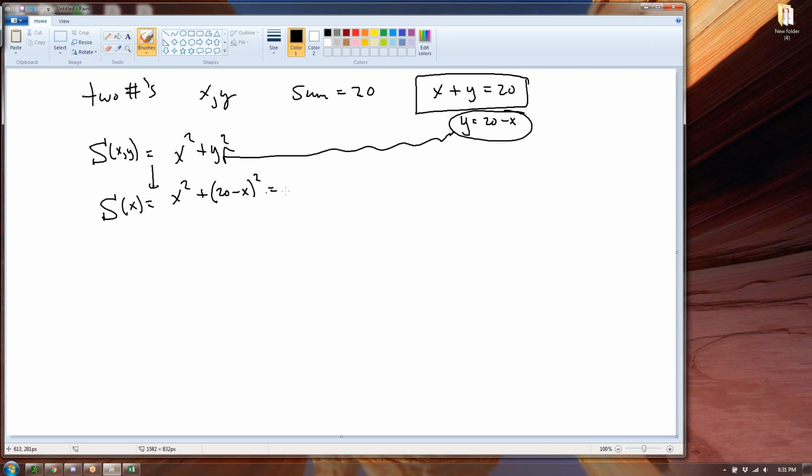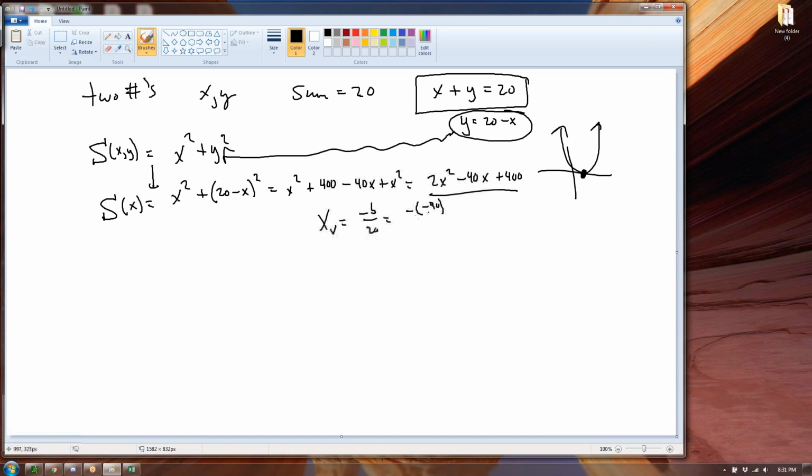And you could work through that. You could FOIL that out. It becomes x squared plus 400 minus 40x plus an x squared. And you can combine some terms. This is 2x squared minus 40x plus 400. This function here has an upwards opening, so that's why it's a minimum. What's the name of the game? Find the vertex. Find the x-coordinate of the vertex, negative b over 2a. So it's the negative of negative 40 over 2 times 2. That becomes 40 over 4, which becomes a 10.